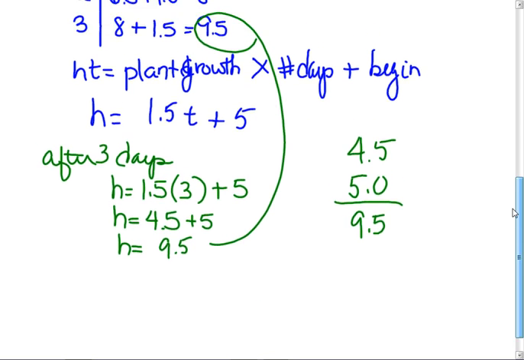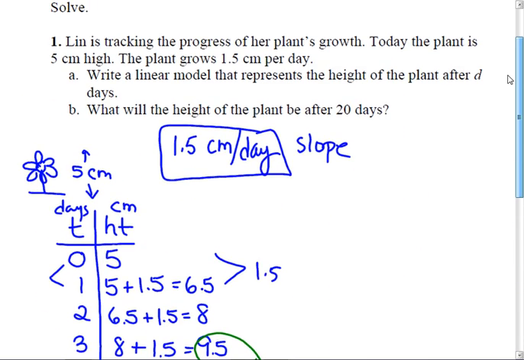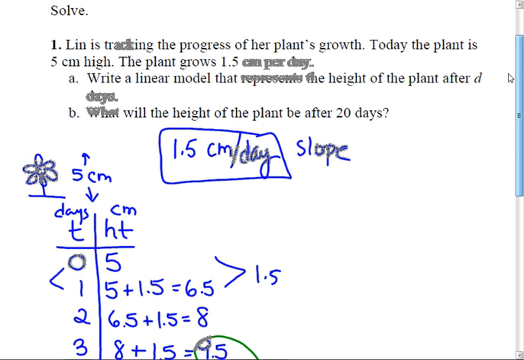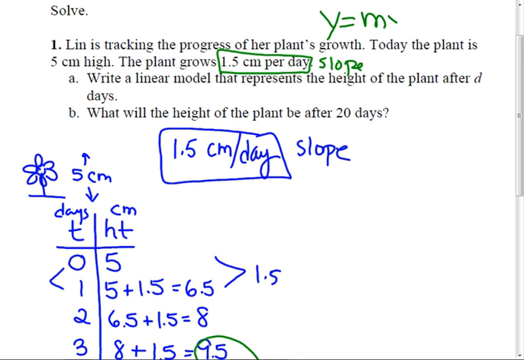Oh, that was part A. Well, no, I can write it right away. If you can write it right away without doing a table, do that. But I don't know if you're going to be able to do that. When you see this ratio here, that is the slope. I haven't done all the problems, but my guess is it's all y equals mx plus b. And b is the beginning.